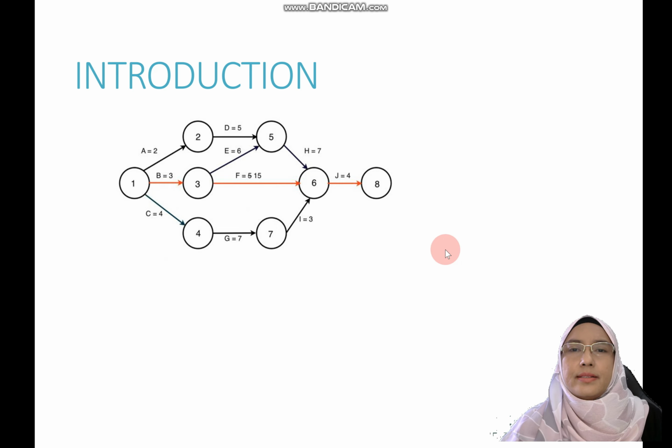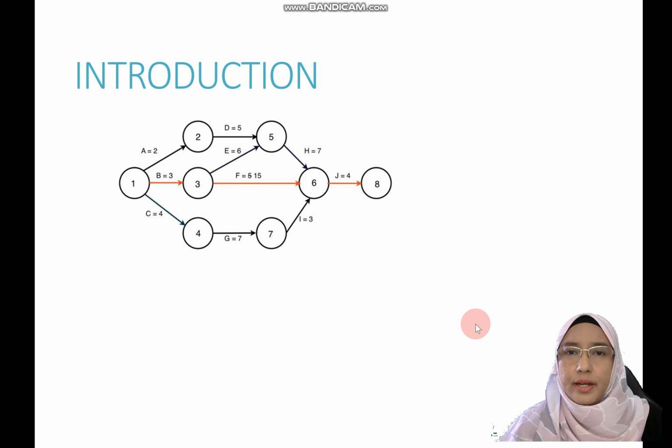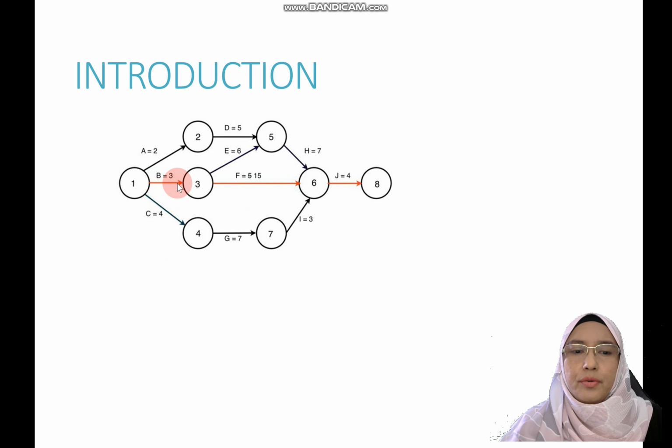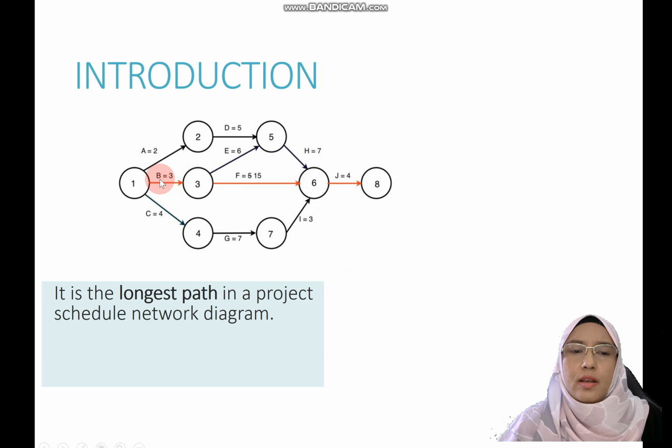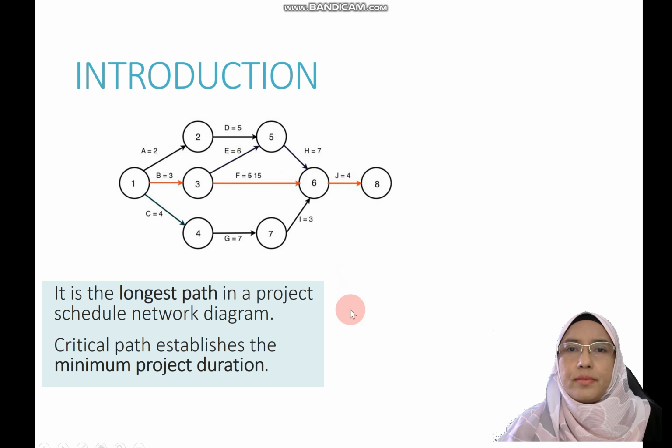This is another example of a network schedule diagram, which consists of several activities, and as you can see here, the red colored arrow represents the critical path. The critical path is the longest path in the project schedule network diagram. It means that after considering all the activities and their durations, the critical path is the longest duration of this project. The critical path also establishes the minimum project duration.